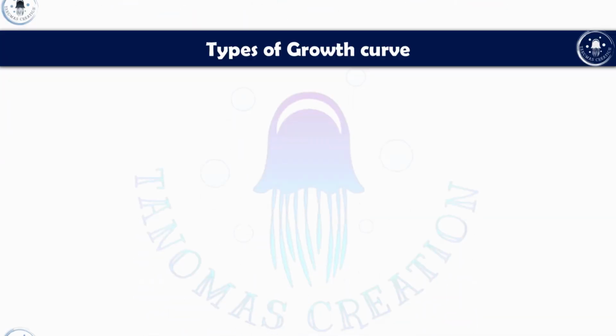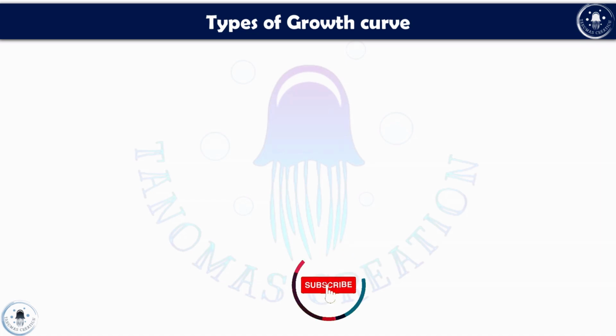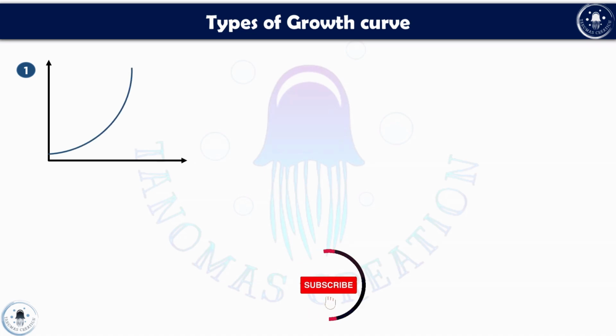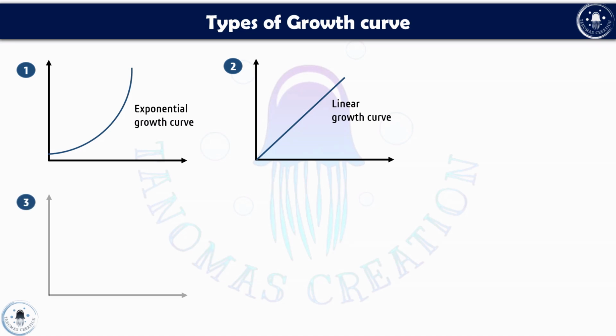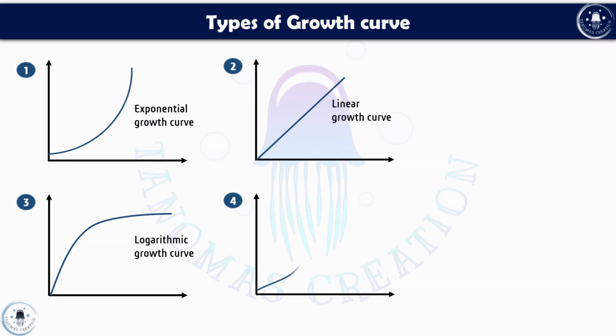Now, what are the types of growth curve that we can see? There are four major types of growth curves which we see generally. The first one is our exponential growth curve. Obviously this is the most common type of growth curve. Second is our linear growth curve. Third is our logarithmic growth curve. And fourth is our logistic growth curve. So these are the four major types of growth curve.